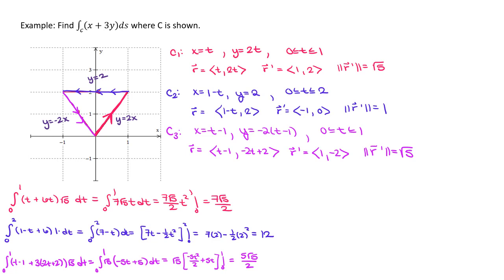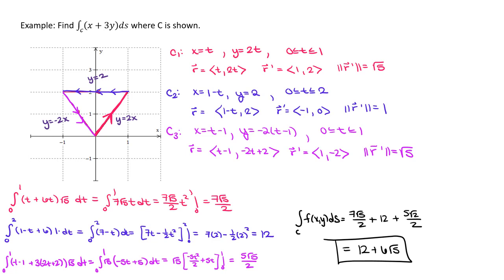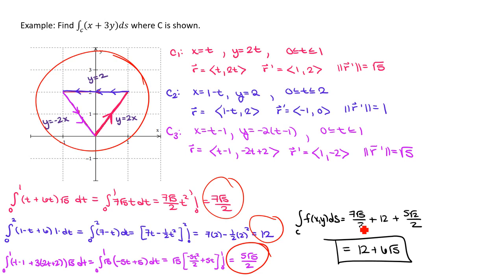So I have integrated along each path. And so then for my final answer, the integral of this function along this entire looped path, I just have to add my 3 answers together. So 7 root 5 over 2 plus 12 plus 5 root 5 over 2. No, I have that written down wrong, don't I? It's 5 root 5 over 2. There we go. And my final answer should be right, though. That becomes 12 plus 12 root 5 over 2. So 12 plus 6 root 5 is my final answer for this one.